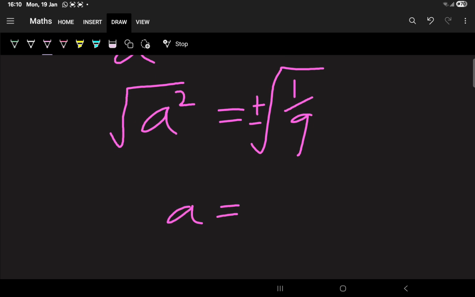Therefore, a square root of 1 over 9 is going to be plus or negative 1 over 3. There's a plus or negative because positive 1 over 3 squared is 1 over 9. Similarly, negative 1 over 3 all squared is 1 over 9. So there are two possible values for this solution.